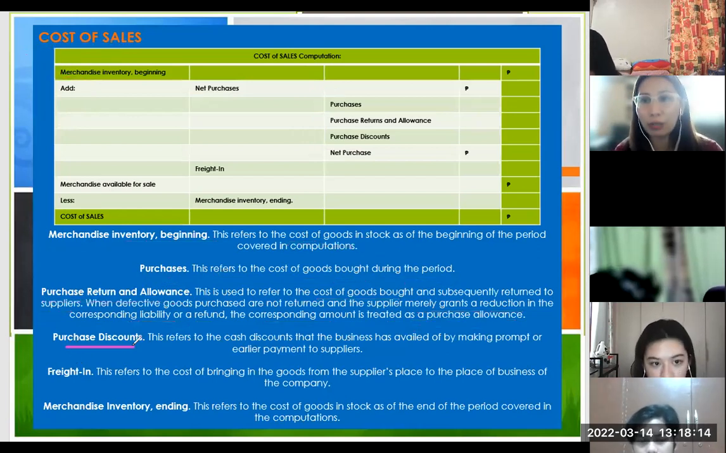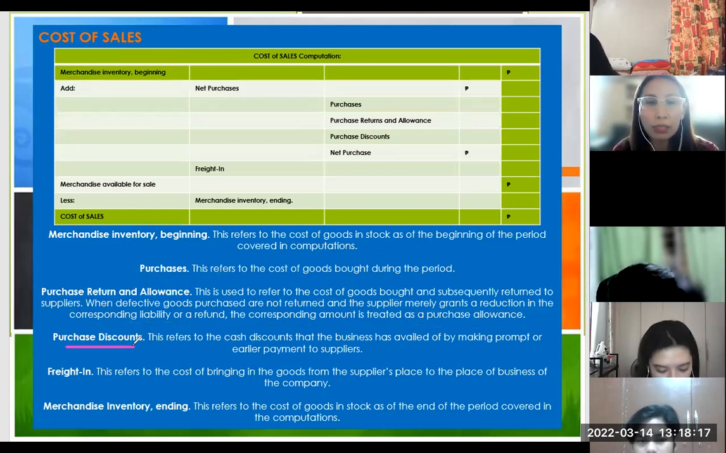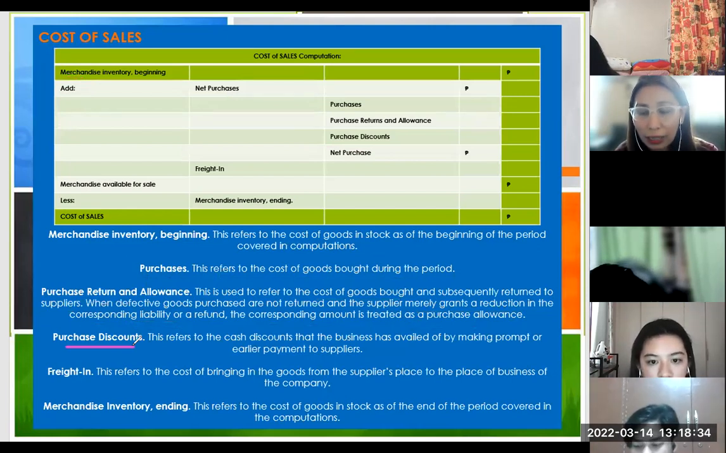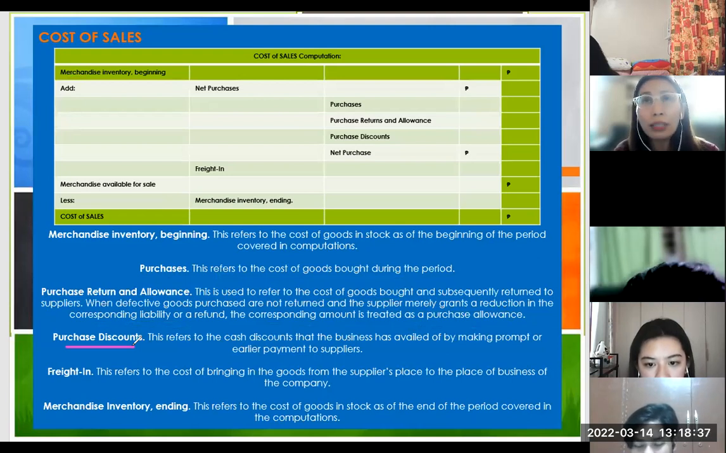Purchase discounts. Okay, ano naman tong purchase discounts? This refers to the cash discounts that the business has availed of by making prompt or earlier payment to the suppliers. Okay, ito naman. Binigyan tayo ng discount ng ating supplier. Bakit? Anong reasons? Bakit tayo binigyan? There are times nga that the supplier gives discounts sa kaniyang mga patronize or yung kanyang mga loyal na bumibili sa kanya. On our point of view, tayo yung business owner, binigyan tayo ng discount ng ating supplier. Okay? Purchase discount.